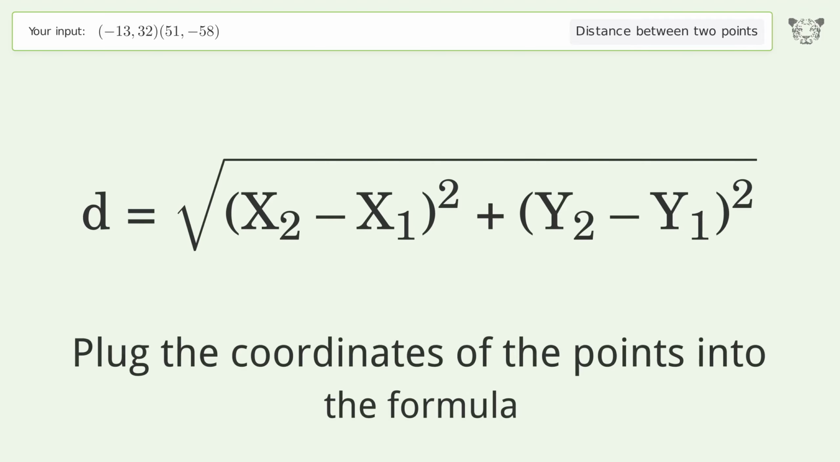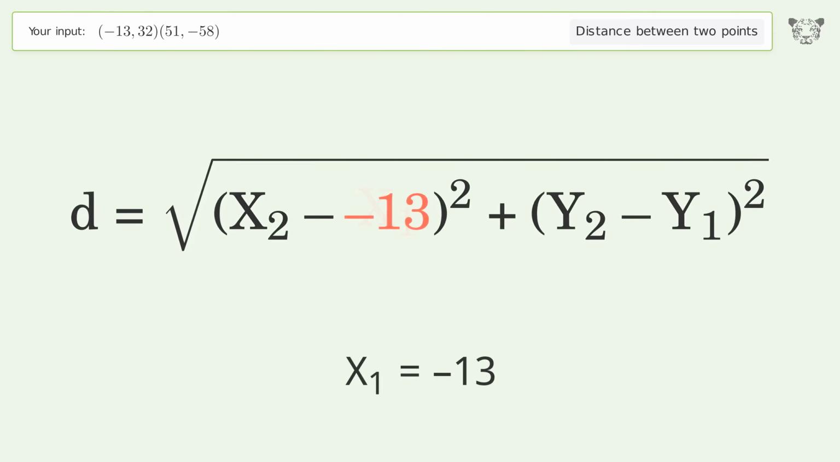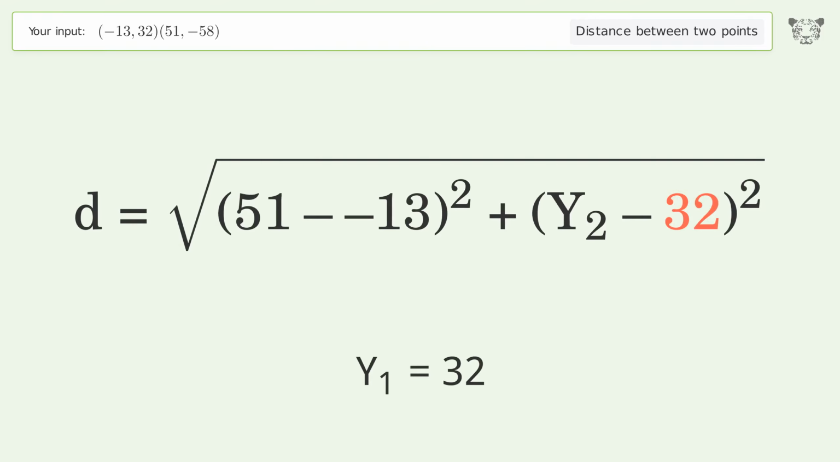Plug the coordinates of the points into the formula. x1 equals -13. x2 equals 51. y1 equals 32. y2 equals -58.